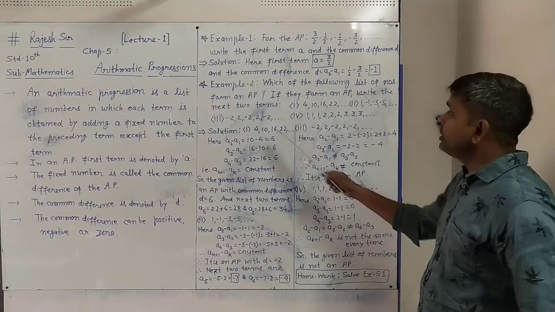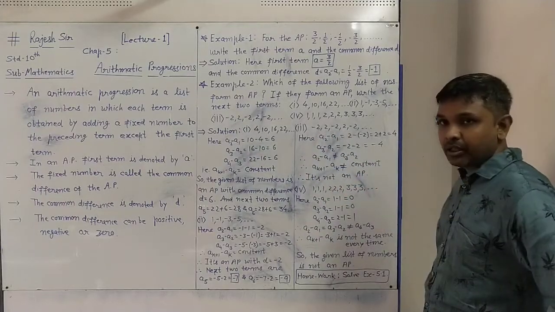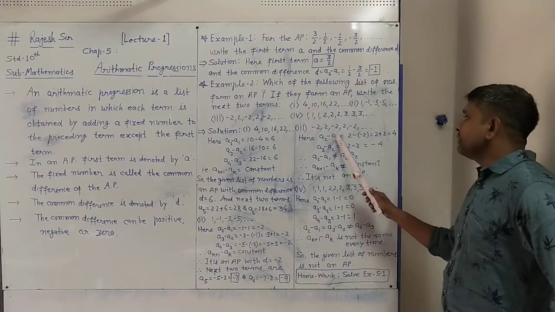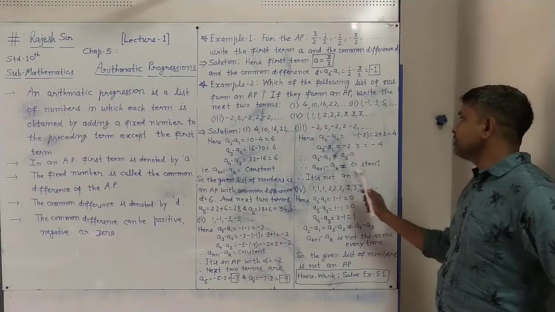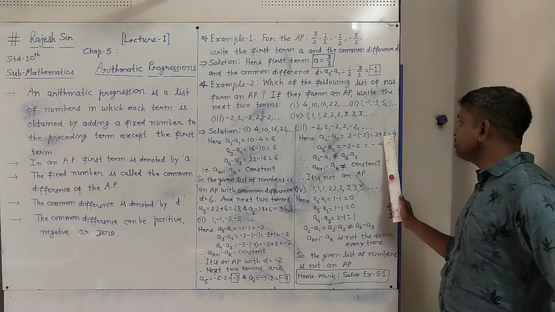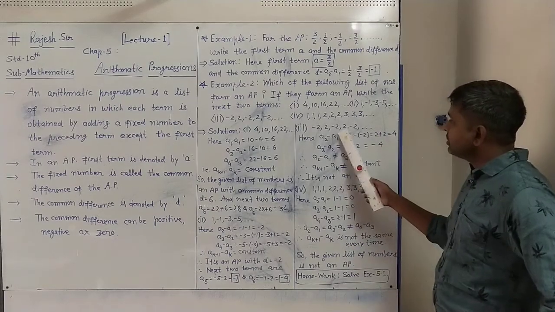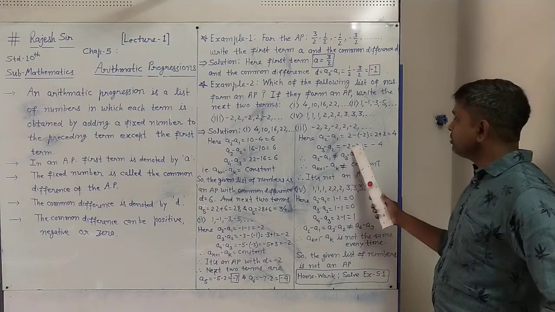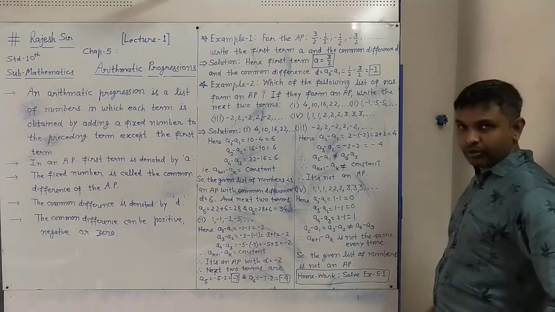Then the third list of numbers is given: minus 2, 2, minus 2, 2, minus 2. Here again we will check all the differences. A2 minus A1, that is the second term minus the first term: second term 2 minus first term minus 2. So this will be 2 minus minus 2, that is 2 plus 2, 4. The next difference is A3 minus A2. A3 is minus 2 minus A2 which is 2. Minus 2 minus 2 will be minus 4.